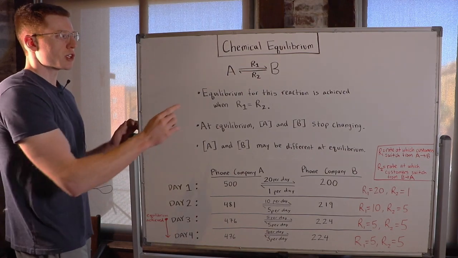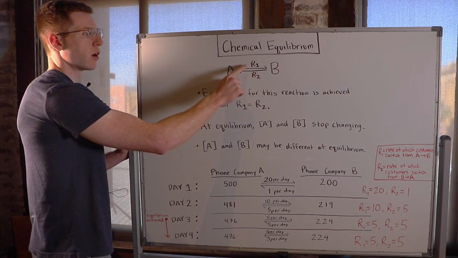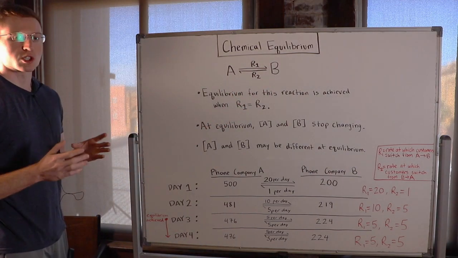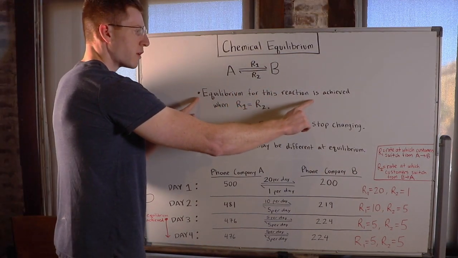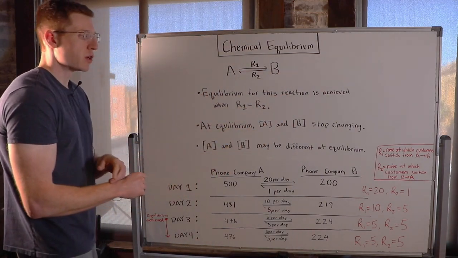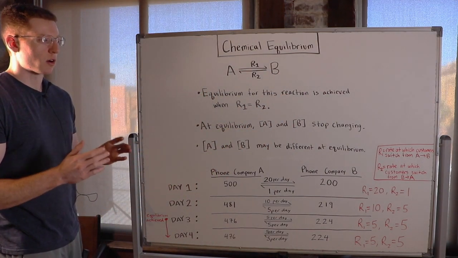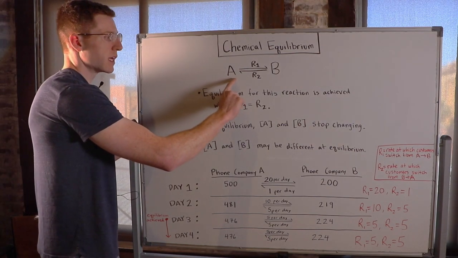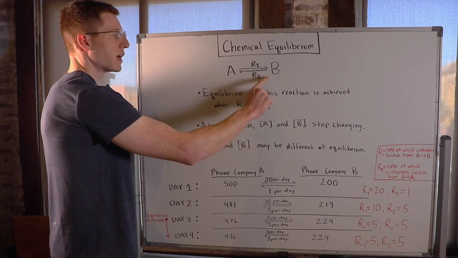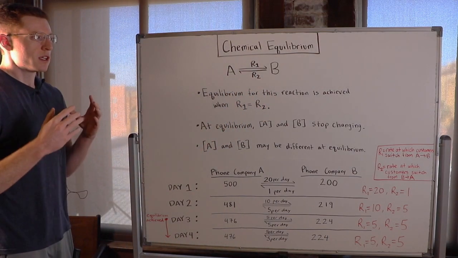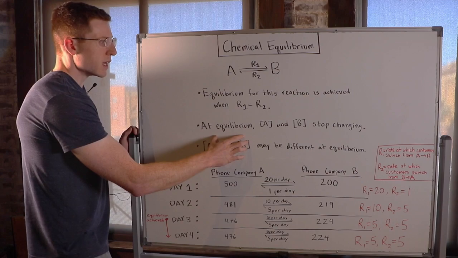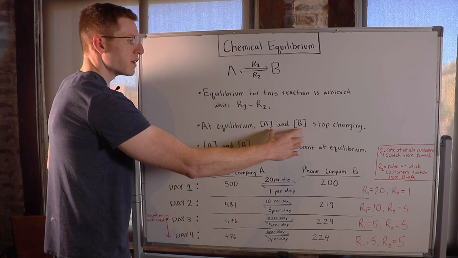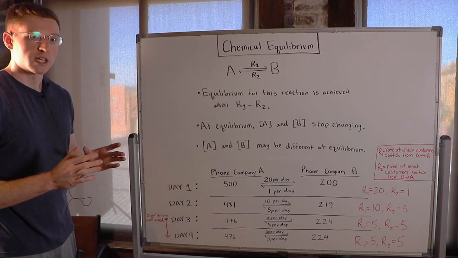And the rate at which A turns into B, we'll call that R1. The rate at which B turns into A, we'll call that R2. Equilibrium for this reaction is achieved when R1 is equal to R2. In other words, we have reached equilibrium when A is turning into B just as fast as B is turning into A. So you can think about, at equilibrium, if A is turning into B just as fast as B is turning into A, the amounts of A and B are going to stop changing.